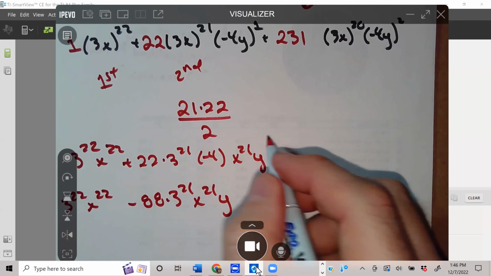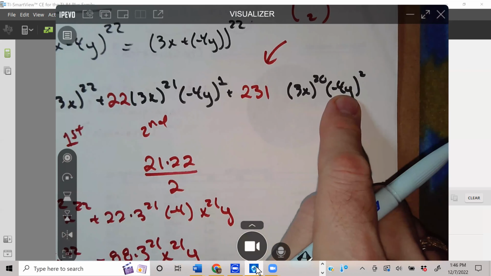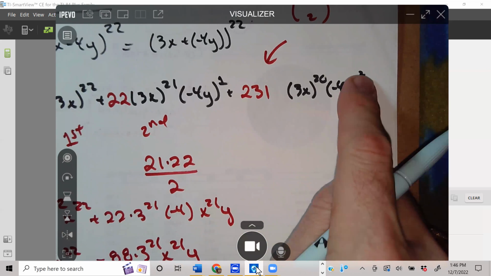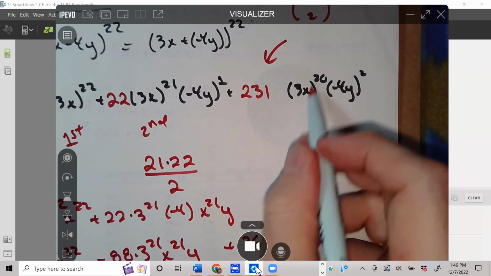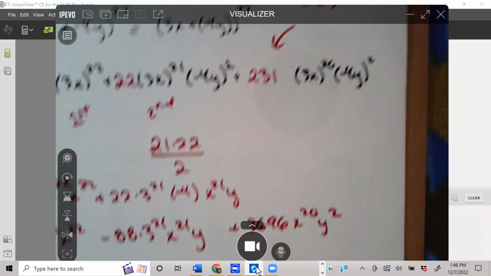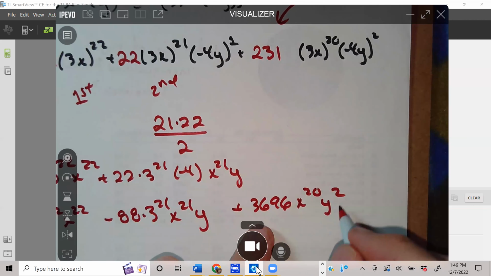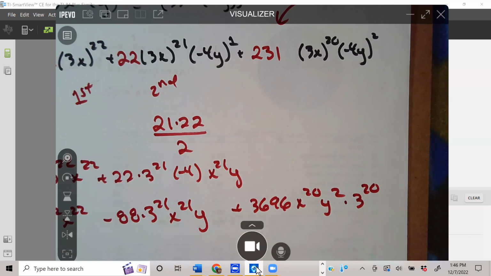And last but not least, 231 times 16. Let's figure out what that is. 16 being 4 squared or -4 squared. So it'd be plus 3,696 x to the 20th, y to the 2nd. And I need to times 3 to the 20th in here. I should probably put that out in front. My bad.